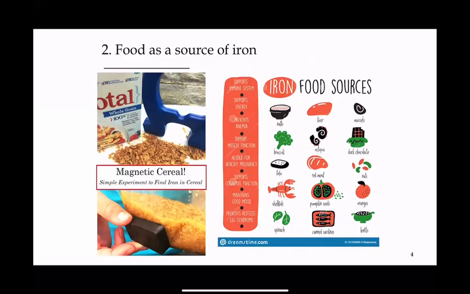I do this experiment. I'm not sure if you've done this before. What I do is I take a box of cereal that is fortified with iron.